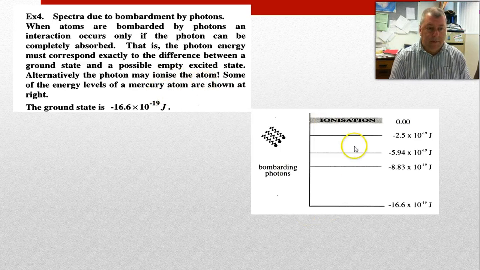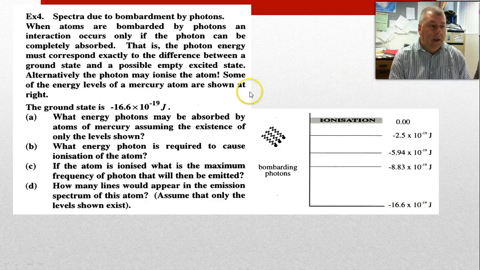This is mercury, okay, and in this case we're given our energies in joules, just to be a little bit different, and we're asked a couple of questions. What energy photons may be absorbed by atoms of mercury, assuming the existence of only the levels shown? What energy photon is required to cause ionization of the atom? If the atom is ionized, what is the maximum frequency of photon that will then be emitted, and how many lines will appear in the emission spectrum of this atom, assuming only these levels? Let's have a look at the answers.